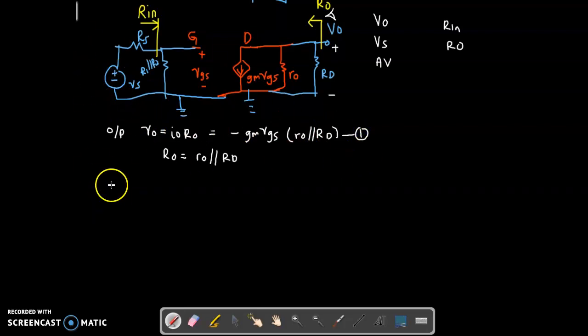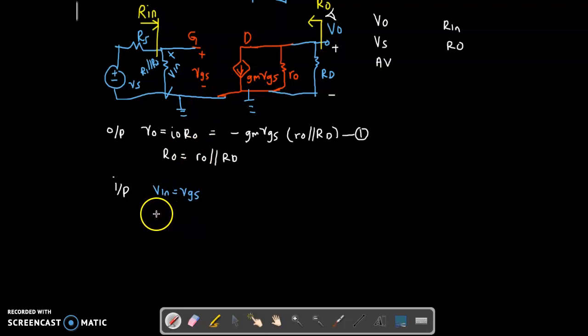Now let's see what will happen at the input. Where is your input? It is this part. Since you have your VS here and you have RS in between, you are going to introduce another voltage here, what we call V in. When we see from here, your V in is actually parallel to VGS. So your V in here will be the same as your VGS.